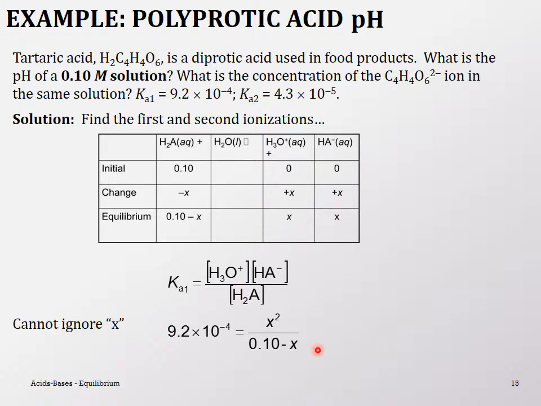Now in this case you have to be careful. You cannot ignore x in this case. So when you set up this final Ka1 equation, don't ignore x, because if you ignore x, you're saying that this polyprotic acid is behaving like a monoprotic acid. So you cannot ignore x. You have to carry on x for the next ionization. So if you don't ignore x, you have to use the quadratic equation.